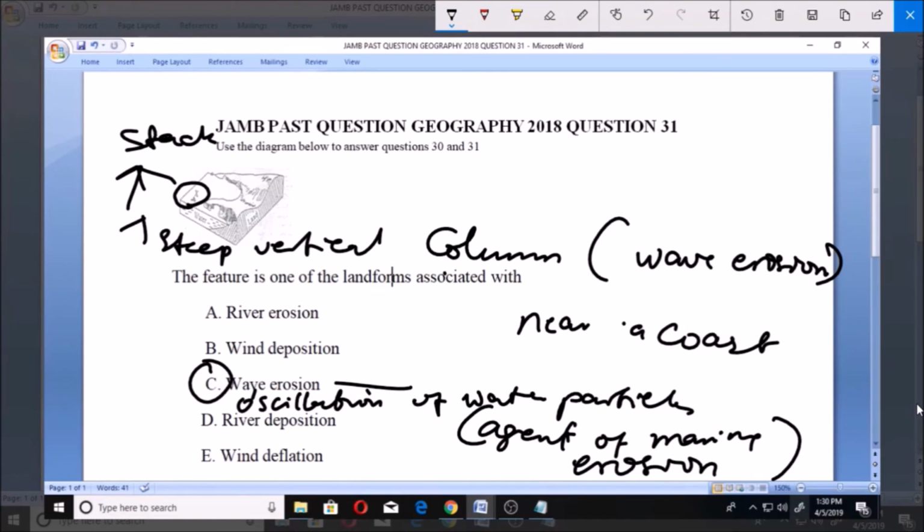The rate of wave erosion depends on the nature of the rocks, the amount of rocks exposed to the sea, and the effects of tides and currents around there. So those are the things that make option C the right answer. Wave erosion is responsible for the formation of a stack, which is a steep vertical column that is formed in the sea near a coast.